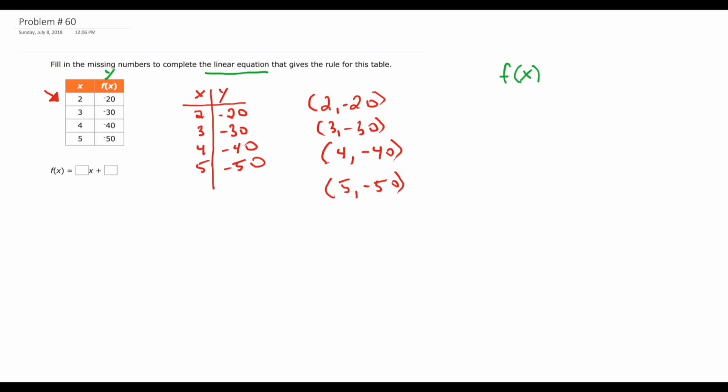So, all of these points, what do they all have in common? Don't look at the numbers. Why are they together? Why are all these points on this T table? This is important. Why are all these points on this T table? I'll wait till you're ready. It's because they're all on the same line.